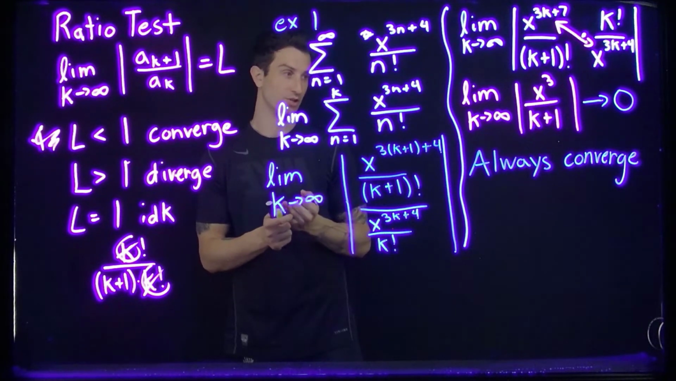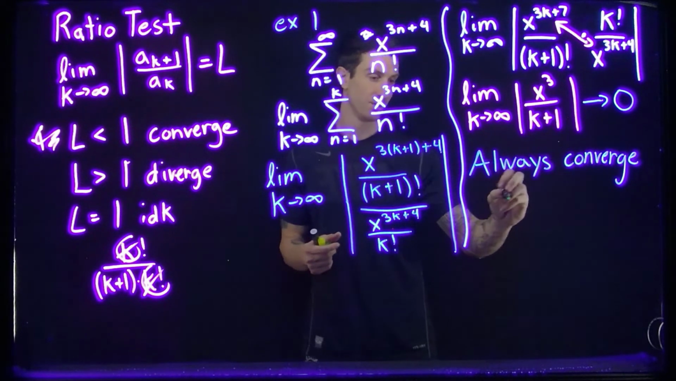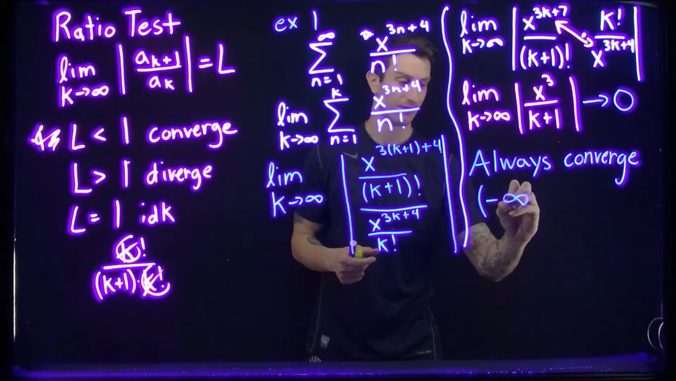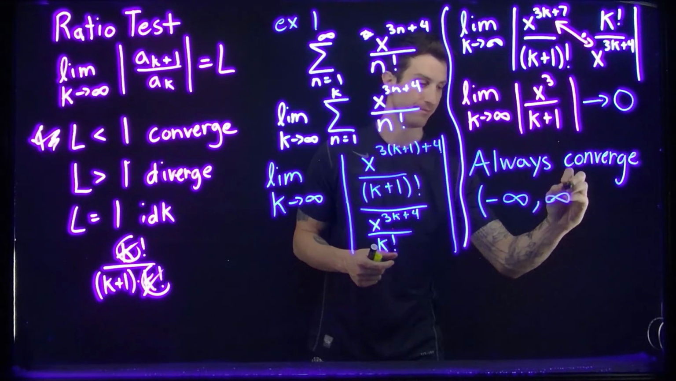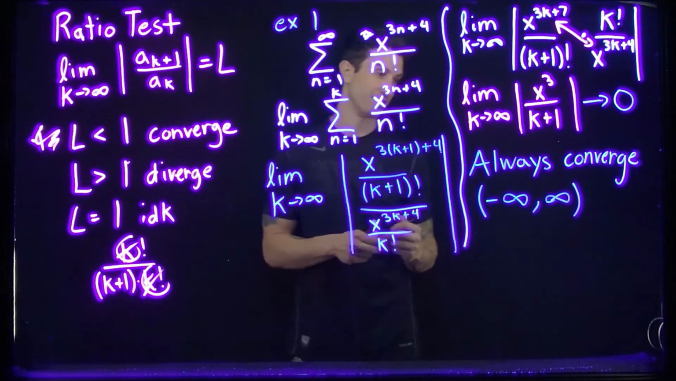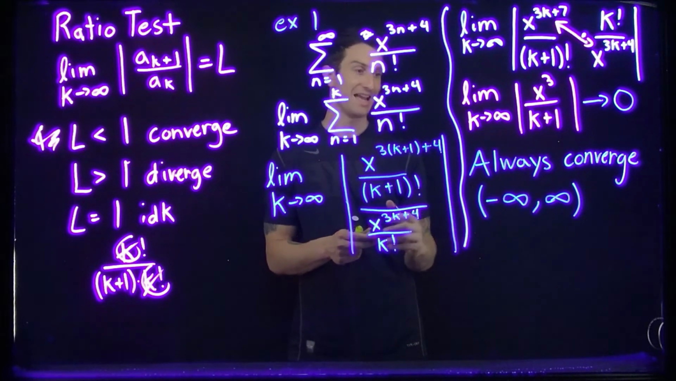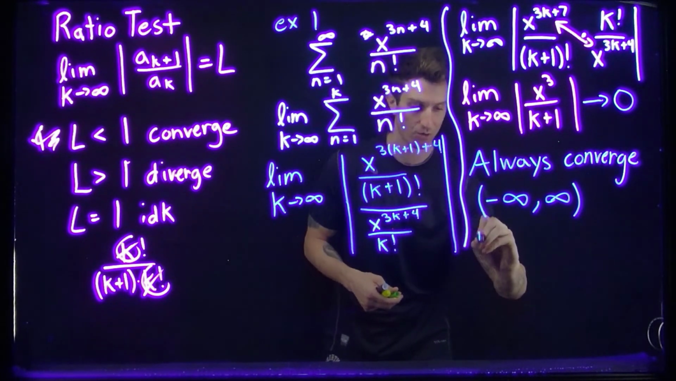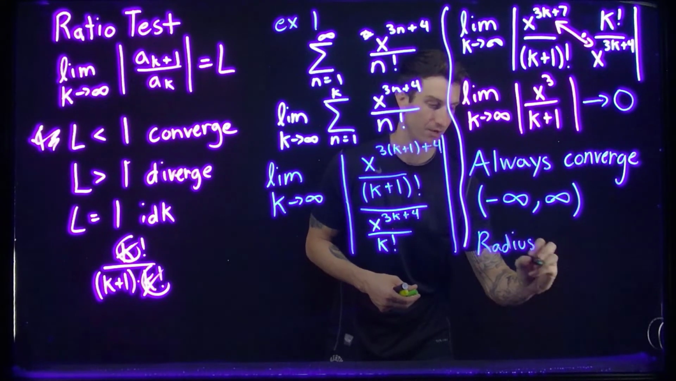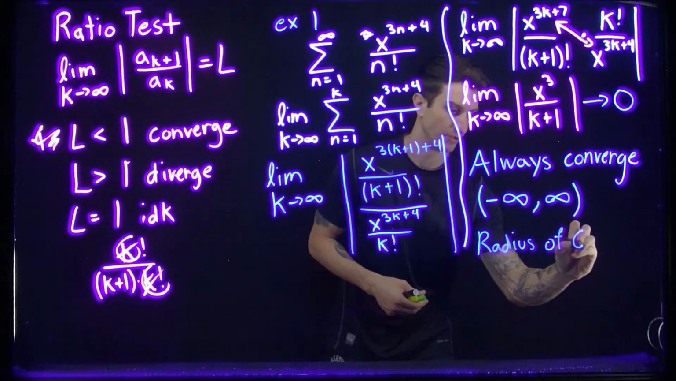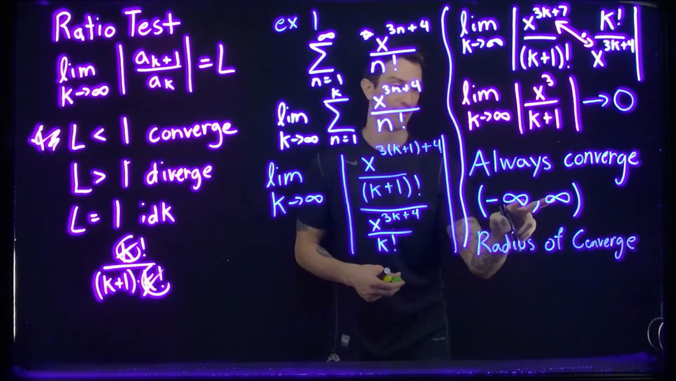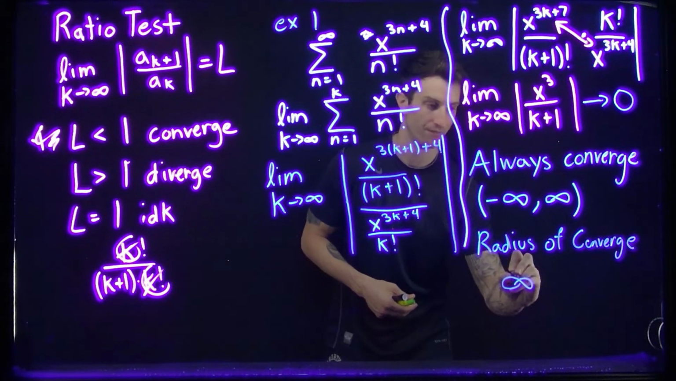Now, if it always converges, the interval of convergence is negative infinity to positive infinity. So this is the interval of convergence, and the radius of convergence is always just going to be half of our interval. So in this case, the radius of convergence is just half of our interval, so let's just put infinity.